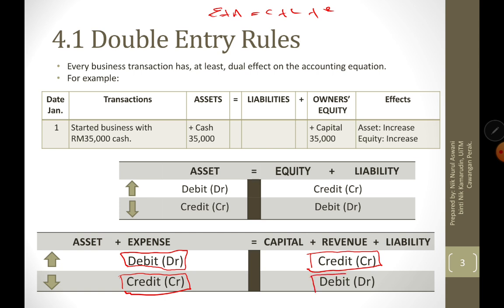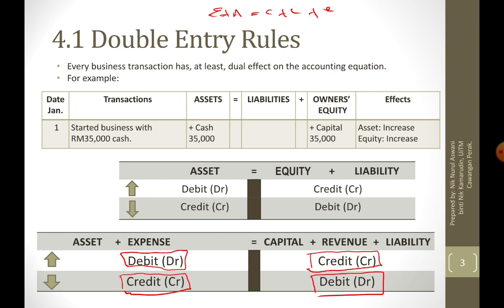we debit it. Okay, the concept of debit and credit is basically that the debit side is on the left hand side of the account and the credit side on the right hand side of the account. We record it according to debit and credit. Debit means we record it on the left hand side, while on the credit side we record it on the right hand side.